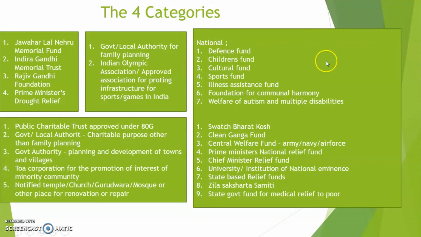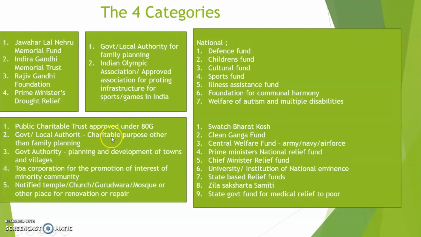So an easy way to remember the fourth category is any item which starts with national, and a set of items which are initiatives of the central government, state government or the Prime Minister's office, except for drought relief. Drought relief would fall here. So Jawaharlal Nehru, family and drought relief.